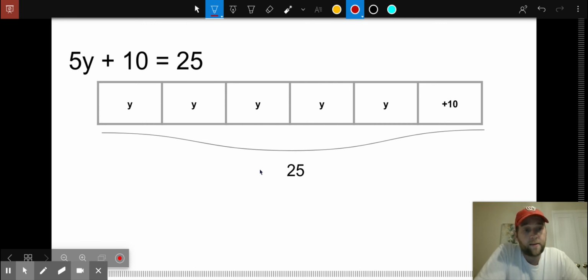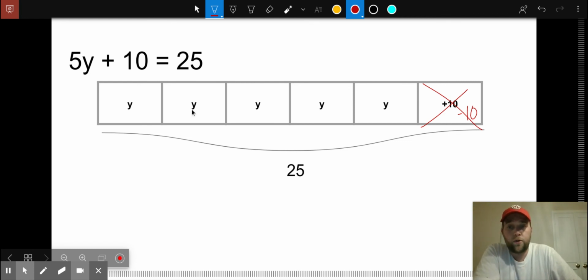Okay, so hopefully you've had some time to work on it. We have 5y, 1, 2, 3, 4, 5, plus 10. Your first step is to get rid of that plus 10 by subtracting 10. Plus 10 minus 10, canceled out. We have 1, 2, 3, 4, 5 y's. Oh, wait, I forgot. I have to minus 10 right here too. Because what you do to the tape diagram, you also have to do to your answer. 25 minus 10 is 15.